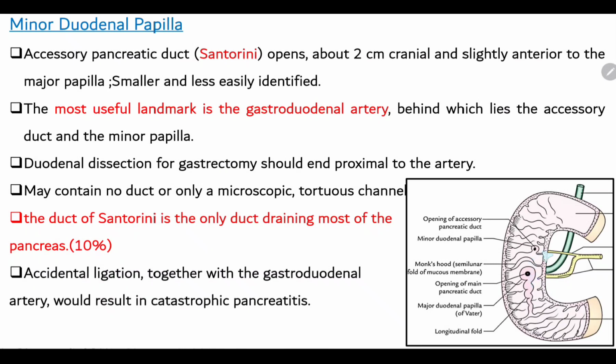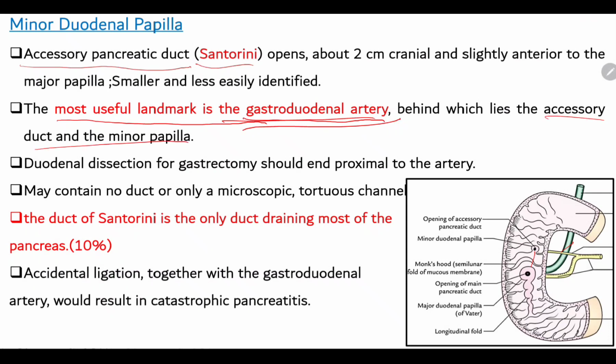Next one is called the minor duodenal papilla. Just above the major duodenal papilla, we have the minor duodenal papilla. What structure opens into this minor duodenal papilla? That is the accessory pancreatic duct, also known as the duct of Santorini. The duct of Santorini opens into this minor duodenal papilla. It is about 2 centimeters above the major duodenal papilla, and it is smaller when compared to the major duodenal papilla. Remember how we can locate this minor duodenal papilla: it can be easily located by looking at the gastroduodenal artery.